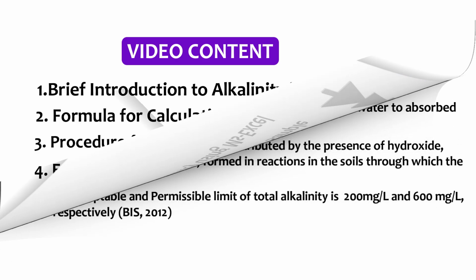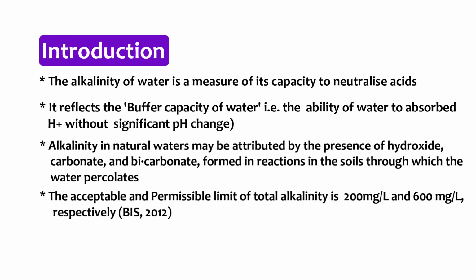So to begin with, let us start with stage 1, that is introduction to alkalinity. Alkalinity of water is an important chemical water parameter. When we say we are estimating the alkalinity of water, it implies that we are measuring the capacity of the water to neutralize the acids present in the water. Measurement of alkalinity in water reflects the buffer capacity of the water. That is the ability of the water to absorb hydrogen ions without changing the pH of water.